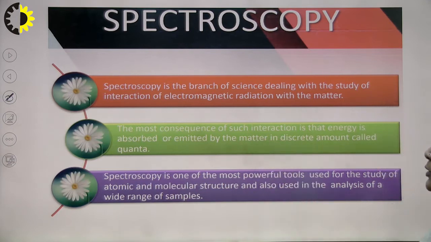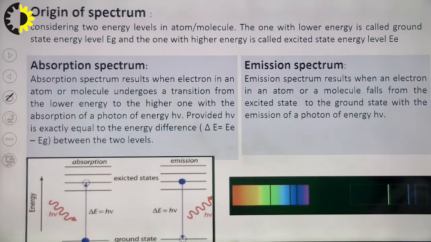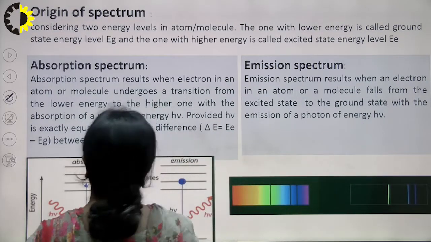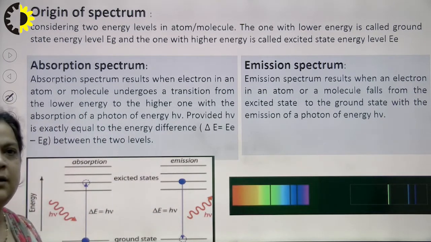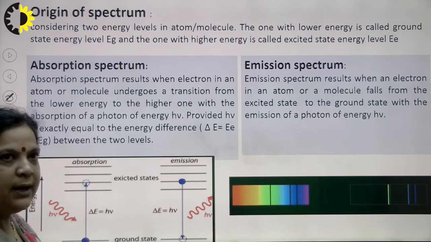The most important consequence of such interaction is that energy is absorbed or emitted by the matter in discrete amounts, which are called quanta. It is one of the most powerful tools for the study of atomic or molecular structure, and it is also used in the analysis of a wide range of samples. Before all this spectroscopy, first we discuss what a spectrum is and what is the origin of a spectrum.